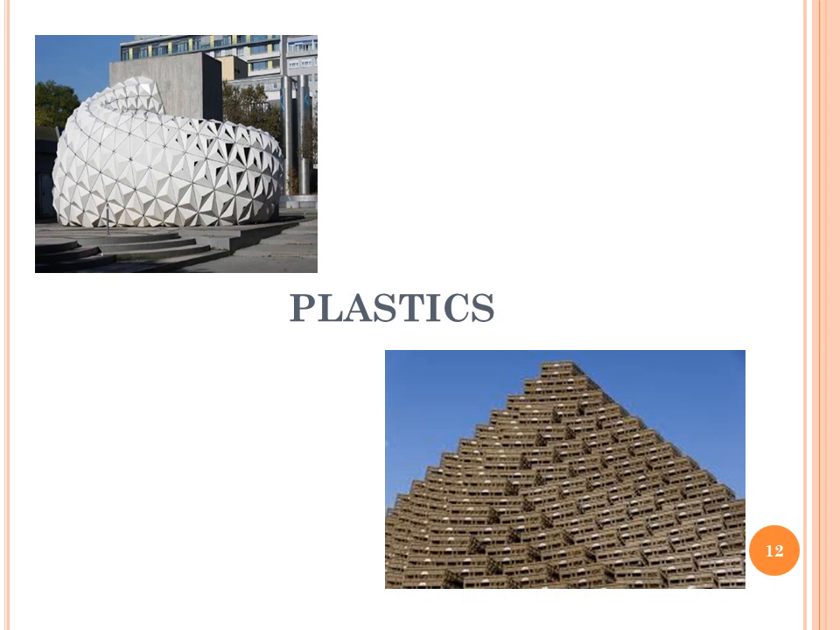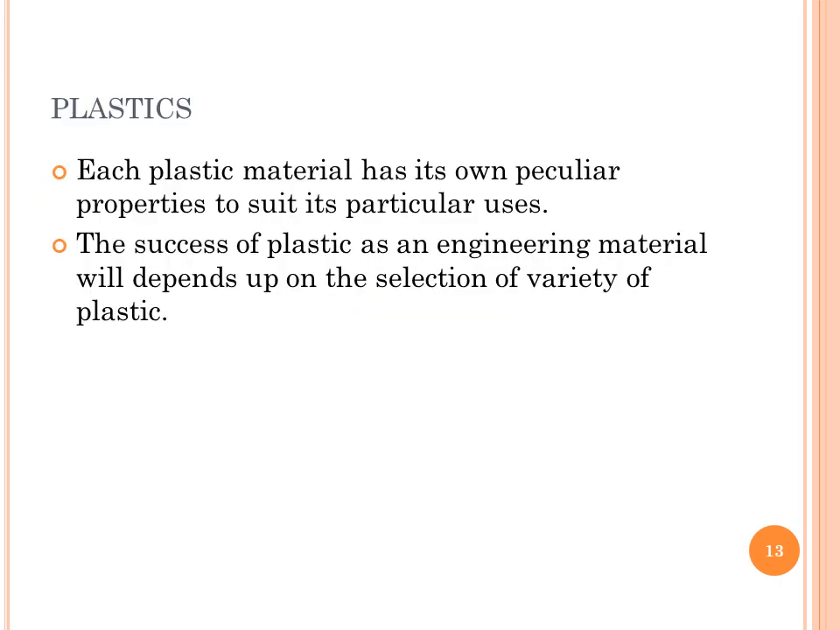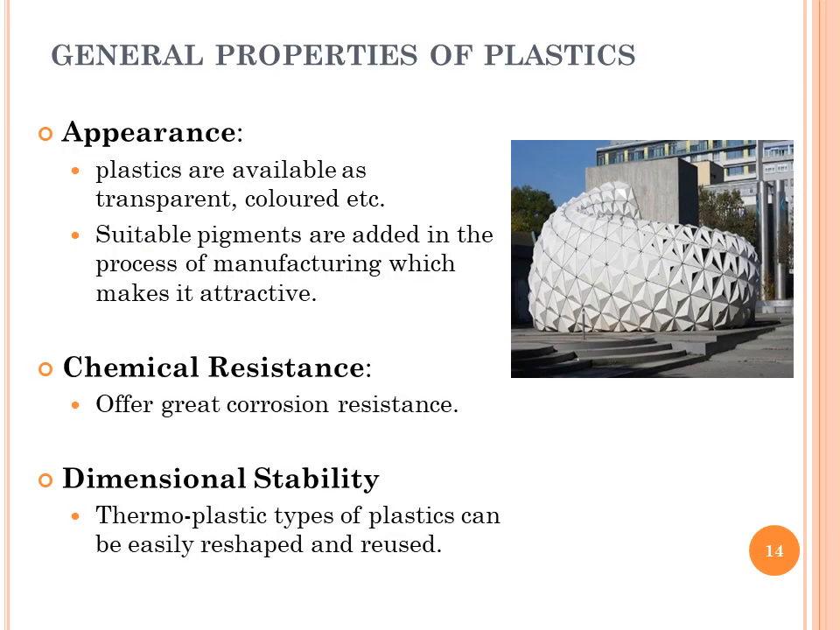Next type of modern construction material is plastic. Plastic is also used widely in many types of construction works. Each plastic material has its own peculiar properties to suit its particular uses. The success of plastic as an engineering material will depend on the selection of the variety of plastic.